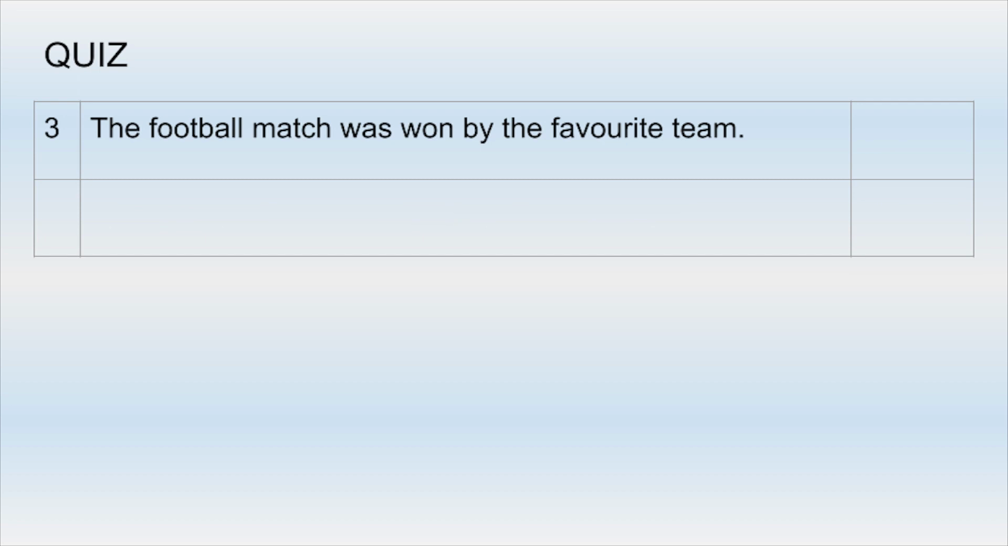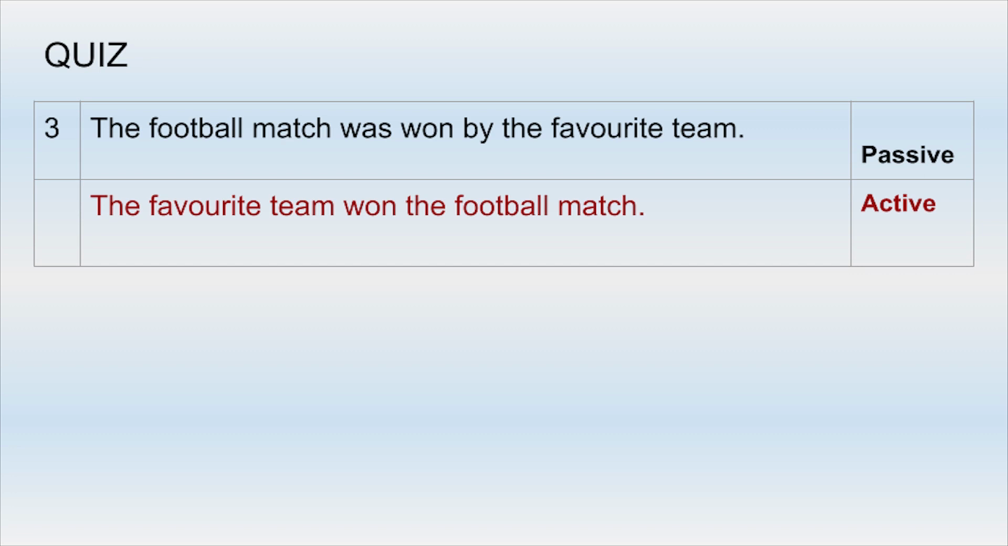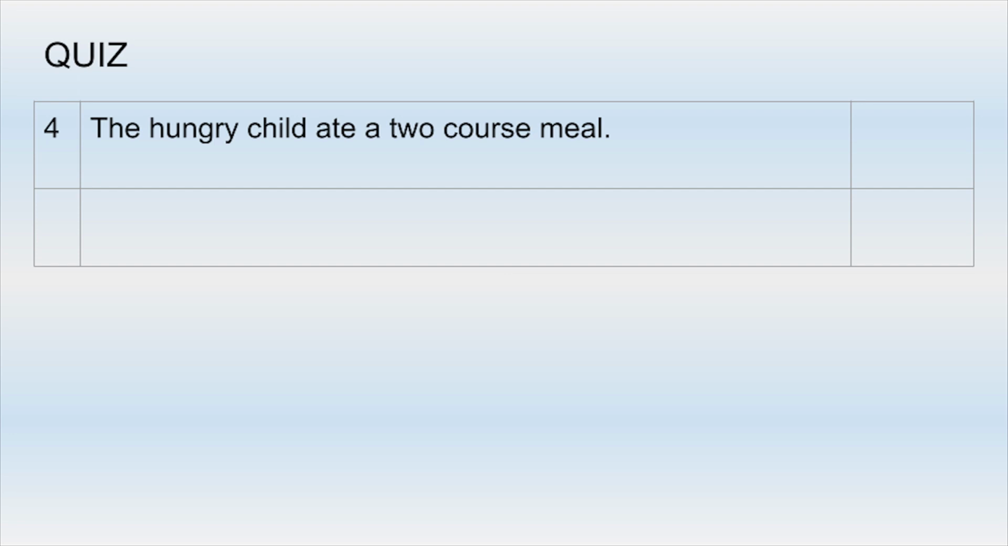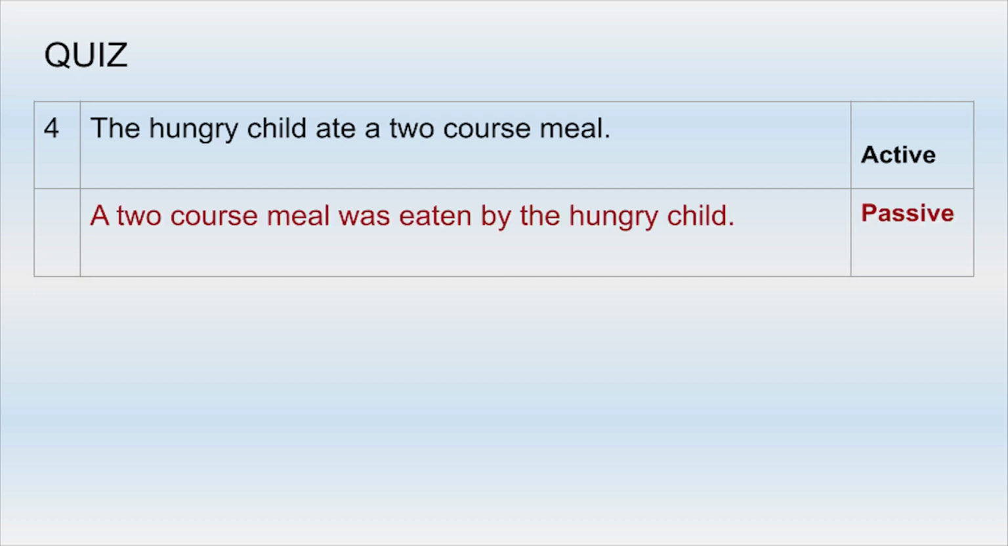Number 3, the football match was won by the favorite team. This is in the passive voice. Rewritten in the active voice, the favorite team won the football match. Number 4, the hungry child ate a 2-course meal. This is in the active voice. Now, in the passive voice, a 2-course meal was eaten by the hungry child.